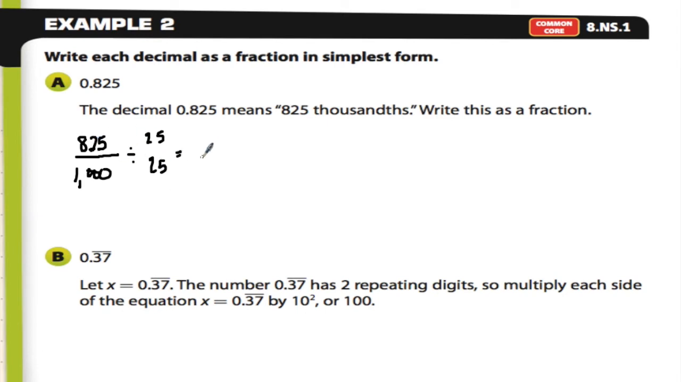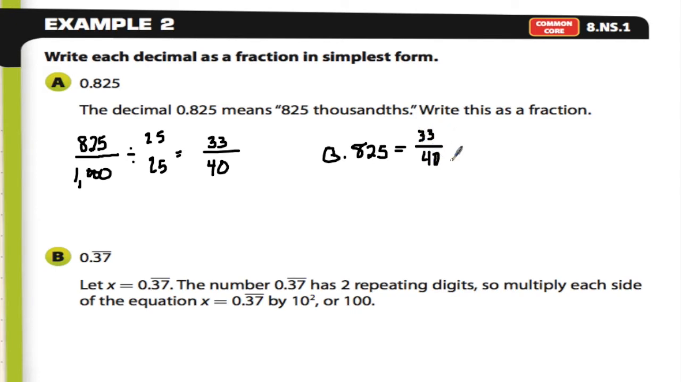So I can do 825 and divide it by 25 and I get 33. And I can do 1,000 and divide it by 25 and I get 40. So 0 and 825 thousandths is equal to, or the same thing as saying, 33 40ths.